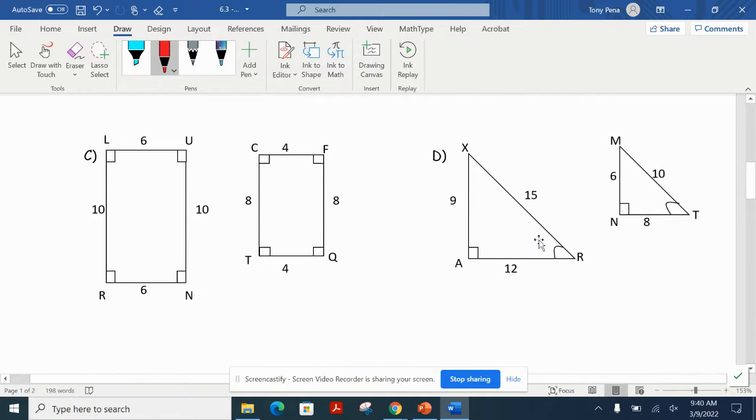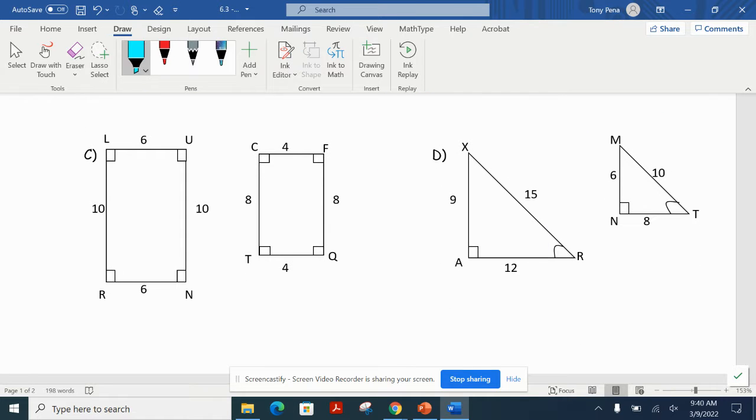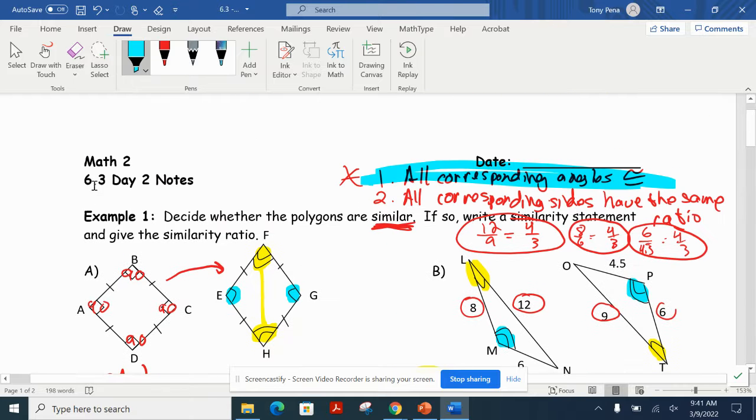All right, C. Not triangles. So now, since they're not triangles, we do need to be a little more thorough. We need to make sure that all corresponding angles are congruent. Are all corresponding angles going to be congruent here? Yeah, because they're all 90 degrees in both shapes. So we've checked off this first idea up here, the corresponding angles being congruent.